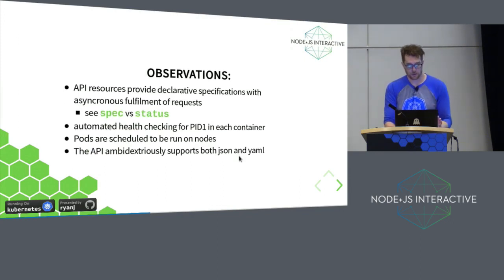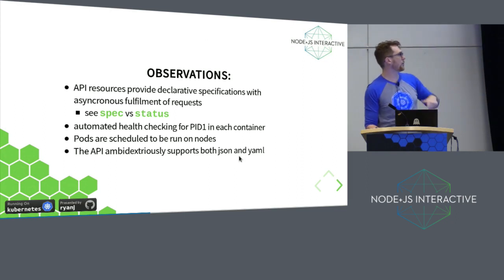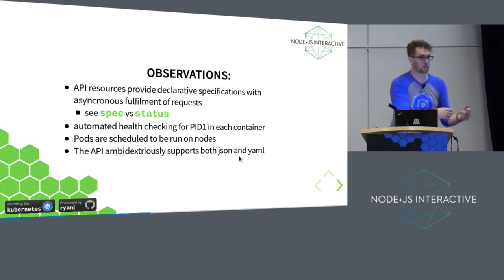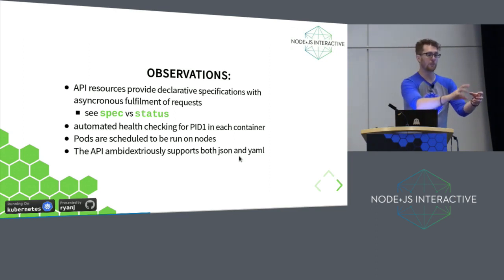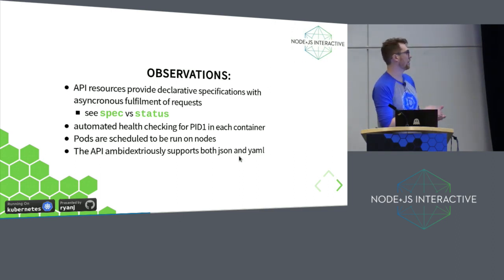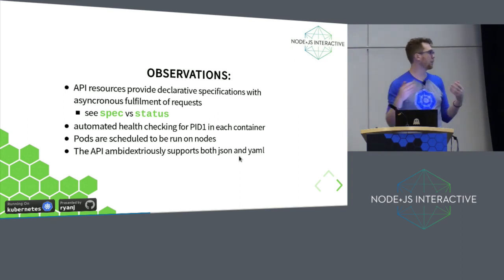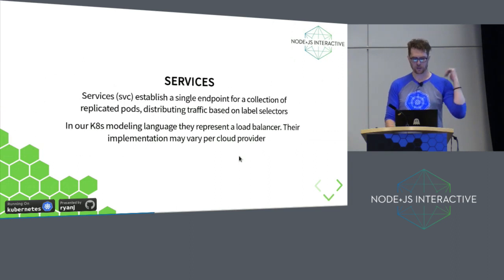So observations from this particular section are that the API resources provide declarative specifications with asynchronous fulfillment of requests. That's really the difference between the spec and status fields. Another thing to note from this section: pods are automatically going to check process 1 within each container, and if process 1 fails, the container will automatically be restarted. And if you have 2 containers in a pod group and one of them fails, they'll both get restarted together. So as long as you have a single process per container, pods do a lot of nice health checking for you on that individual process. Pods are scheduled to be run on nodes, and the API supports both JSON and YAML. Sound good? Hopefully that was clear from that section.